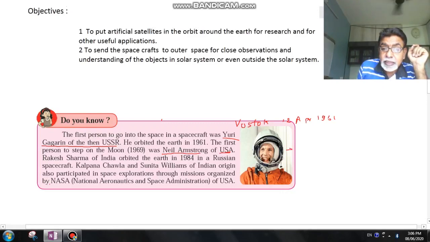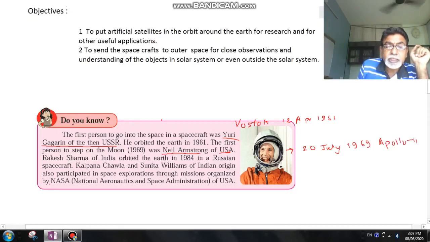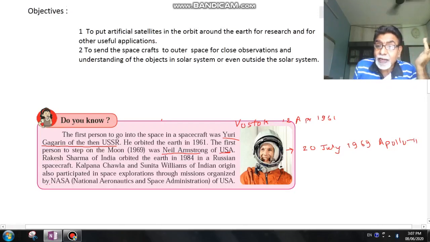This happened on 20th July, year is given, look at here, 1969, and he went by Apollo 11 space mission with Neil Armstrong. Again, two astronauts were there. The second one was Buzz Aldrin, and the third one was Michael Collins. So this is the huge development, huge step taken by human beings.